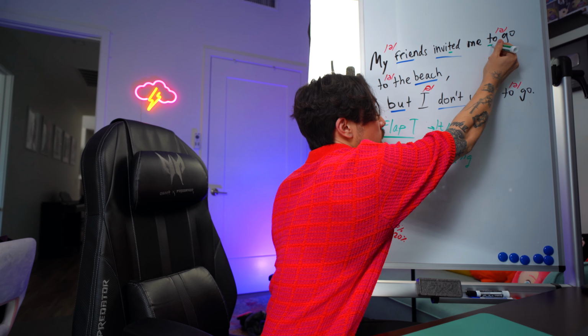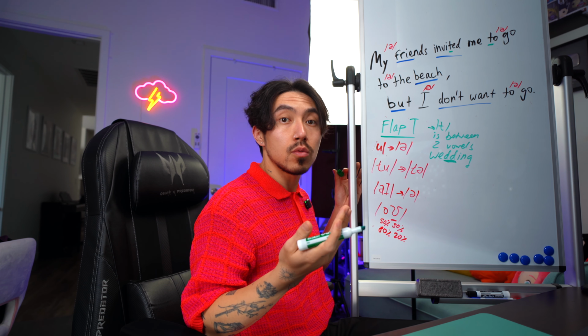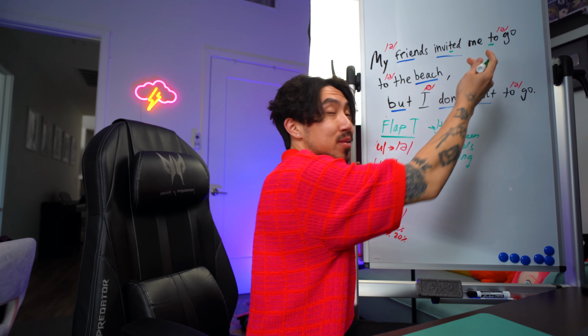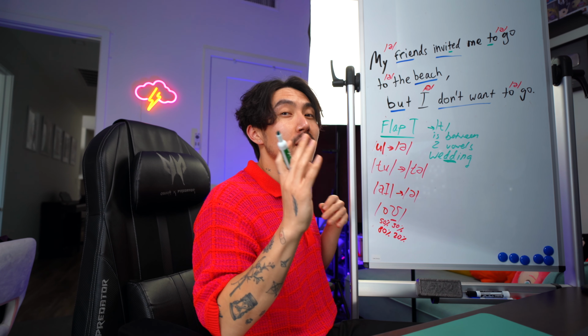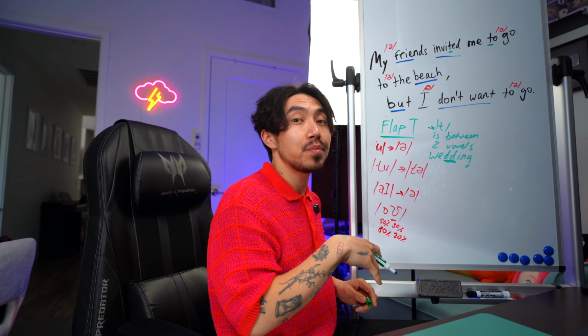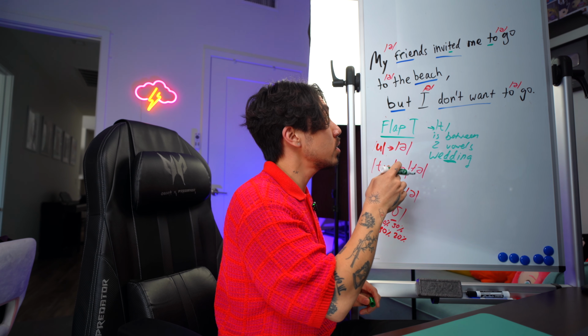Now check this out. This T is between two vowels. Me, too, right? It's in two different words, but we're gonna connect everything, and that's our third step, so don't worry about it. But we are gonna do that. So we're gonna replace this one.